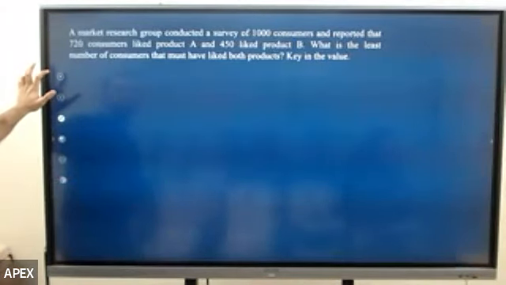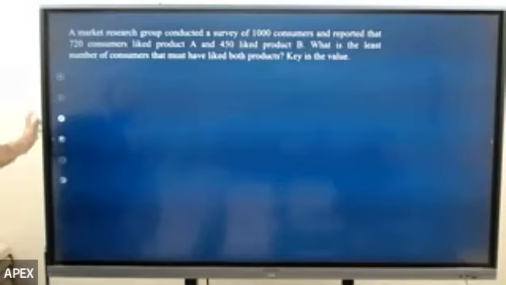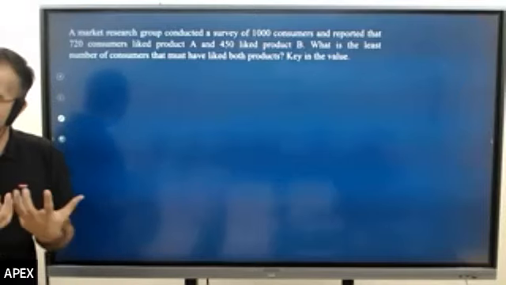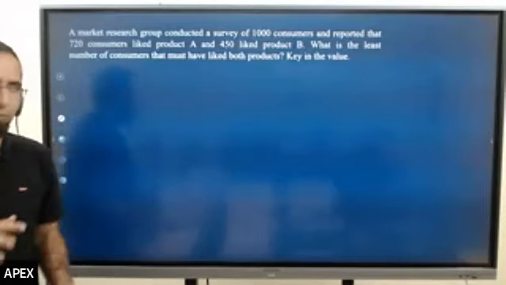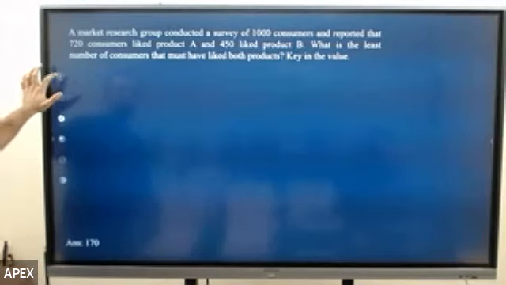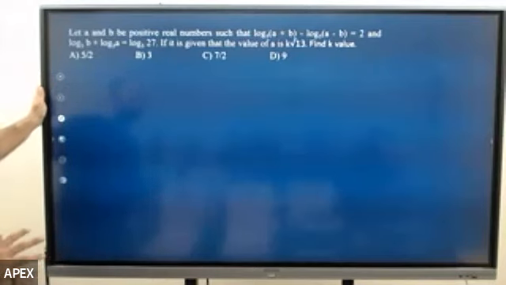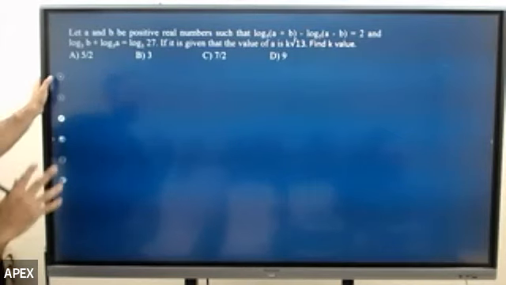Next, market research. If you know Venn diagrams of two groups, that's a very easy question. Okay, but leave it since we have not done Venn diagrams. No problem. This, if you know basic logs, easy question to be done. We'll discuss this later, but a very easy question to be done.